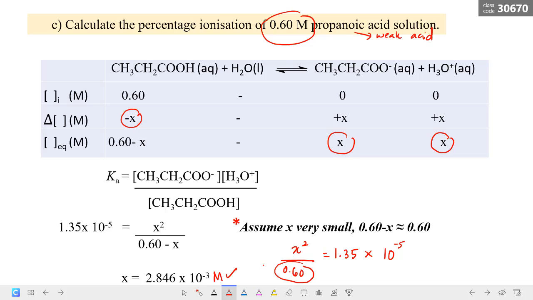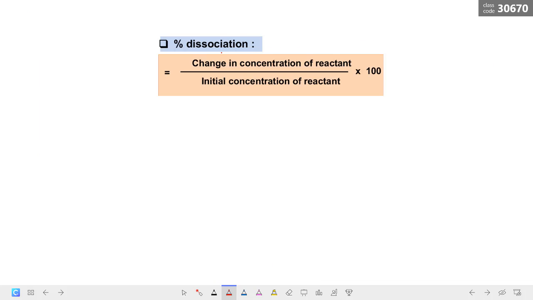Okay, nilai X. Kenapa kita tak perlu check assumption? Sebab soalan bukan tanya pH. Soalan tanya percentage ionization. Jadi percentage of ionization ni apa formulanya? Okay, the percentage of dissociation ataupun percentage of ionization is the change in concentration of reactant divided by initial concentration of reactant times 100.